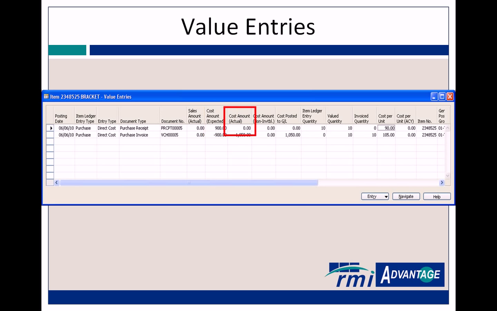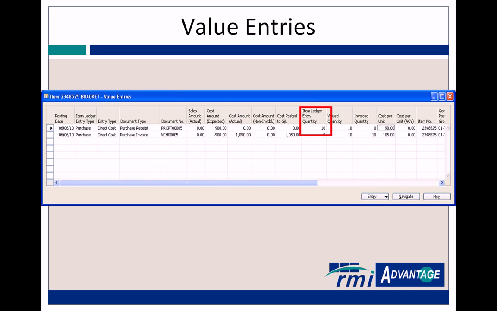And here, in our cost amount actual, we have 0 because for right now, when we post the purchase receipt and not the vendor invoice, we're just anticipating what we should get. So we don't know the actual amount that we should be paying.